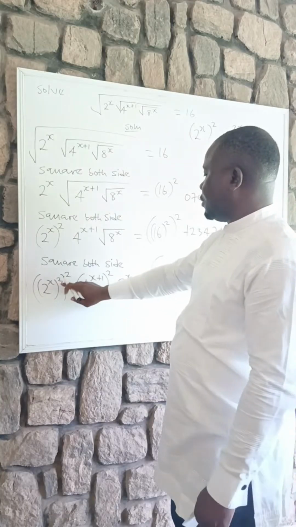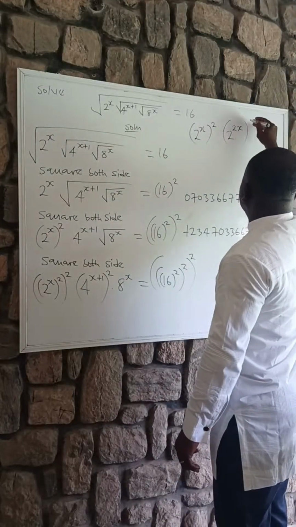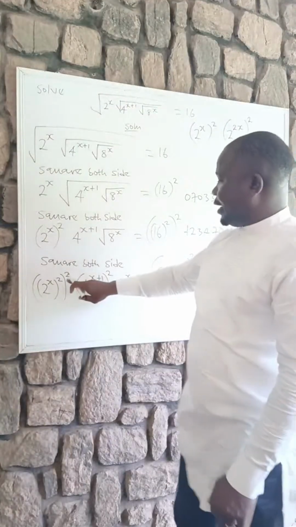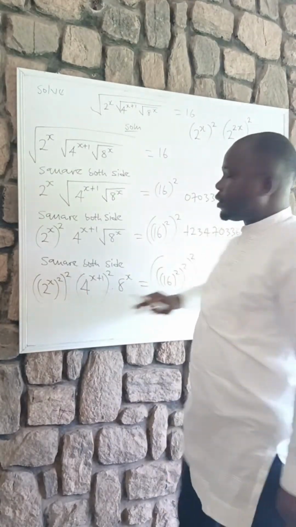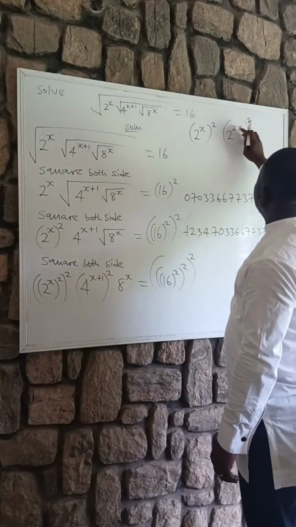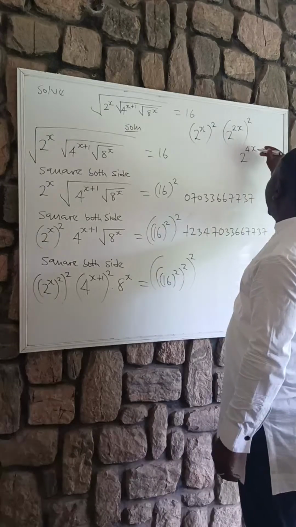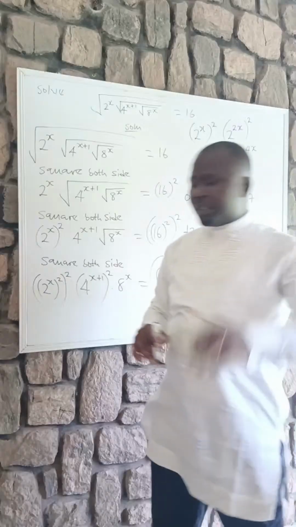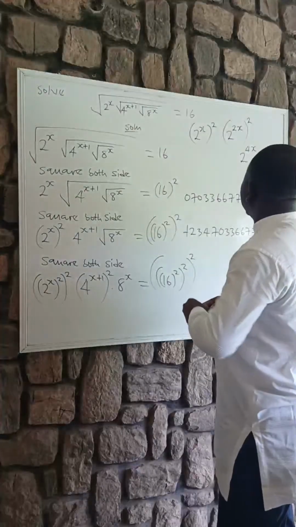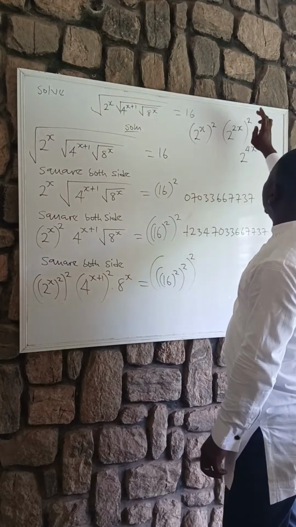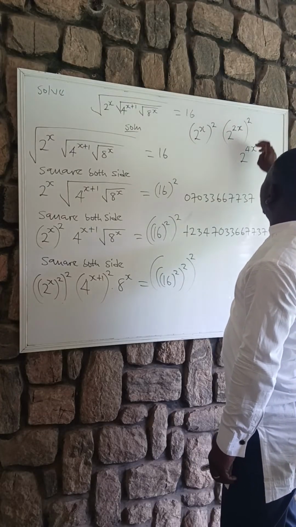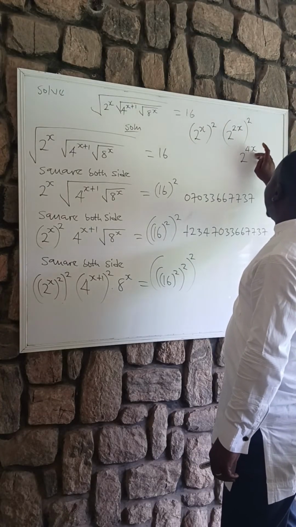It means this multiplied by this gives us this. But we still have another power, again raised to power 2. So 2 times 2x is going to give us 2 raised to the... Do you agree with me? So it implies that 2x times 2 will give us 4x.